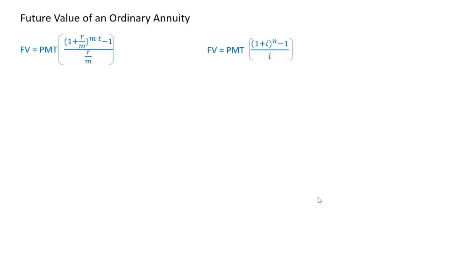Now comes the future value of an ordinary annuity. This is a little bit different now. It's a different formula.